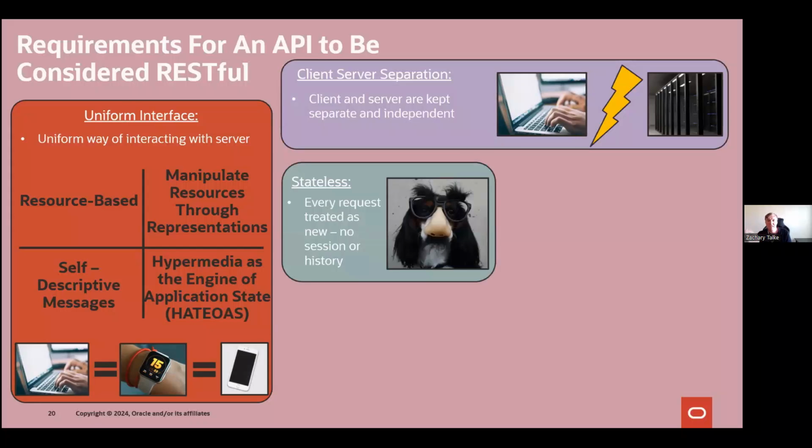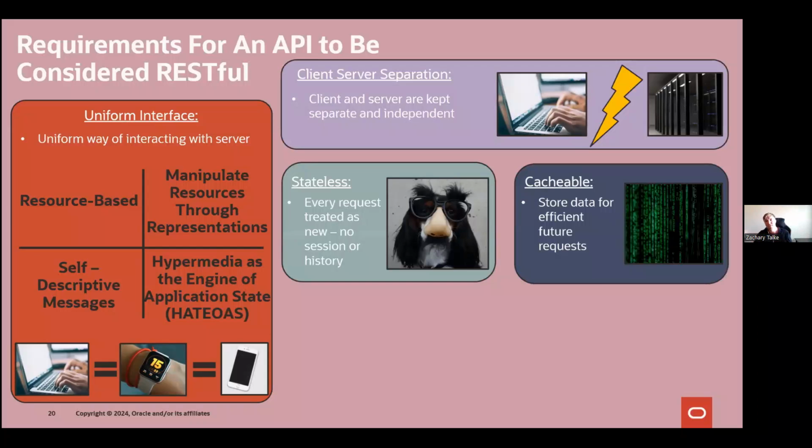Then you have statelessness, which is every request needs to be treated as new. There should be no session or history on the client. This is in contrast to what I was talking about a bit before with the SOAP APIs, how they allow for statefulness. So this is pretty much every new request that is made by a client to the server needs to be treated as new.